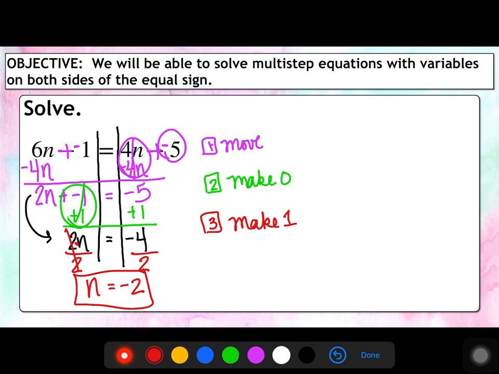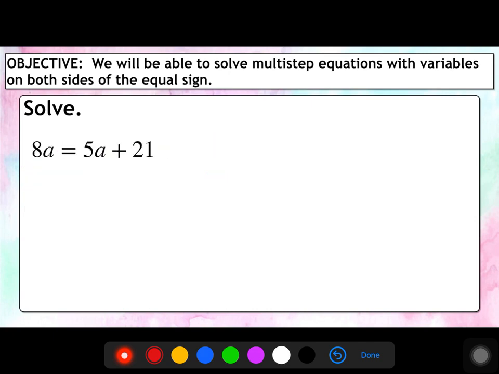All right, so what I want you guys to do is look at the next problem, pause the video, try to solve it, and then when you're ready to see the solution, unpause. Okay, let's see what you got.